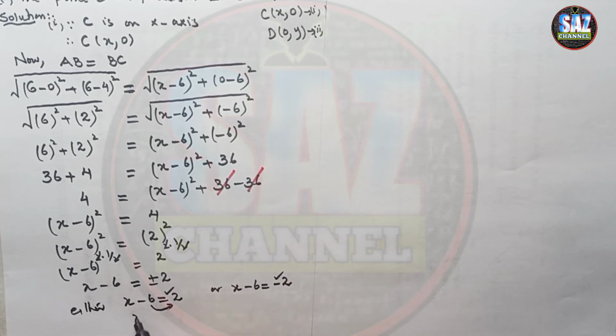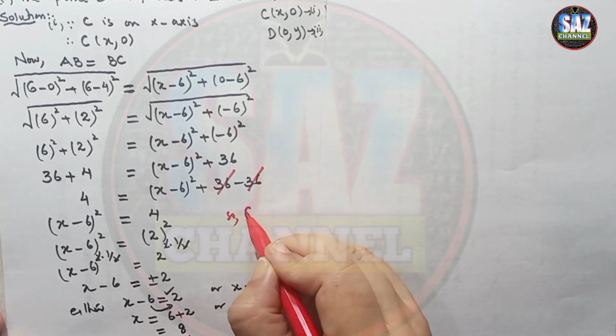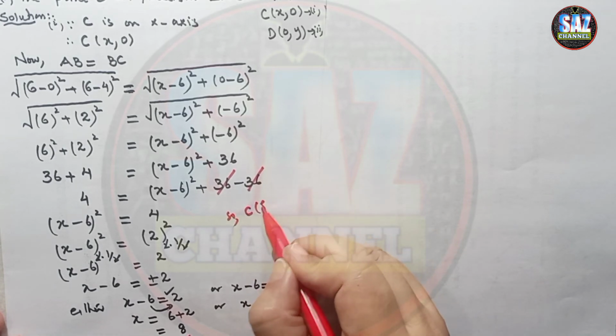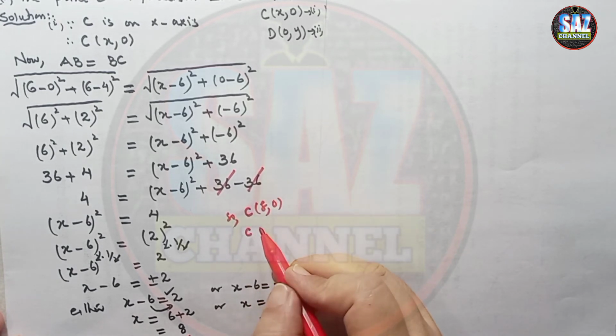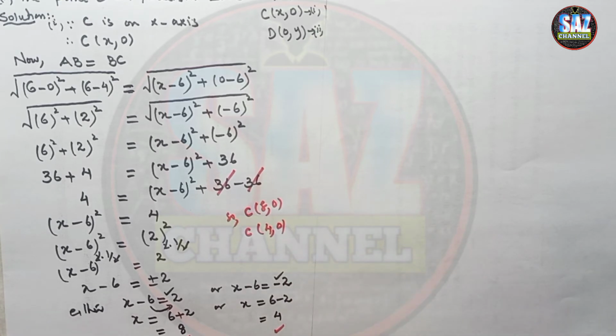Now shift 6 to the other side. x equals 6 plus 2, and this is equal to 8, or x equals 6 minus 2, which is equal to 4. So these are the two possible values of c. So c can have the value either 8 with 0, or c can have the value 4 with 0. I hope you are clear about this part.